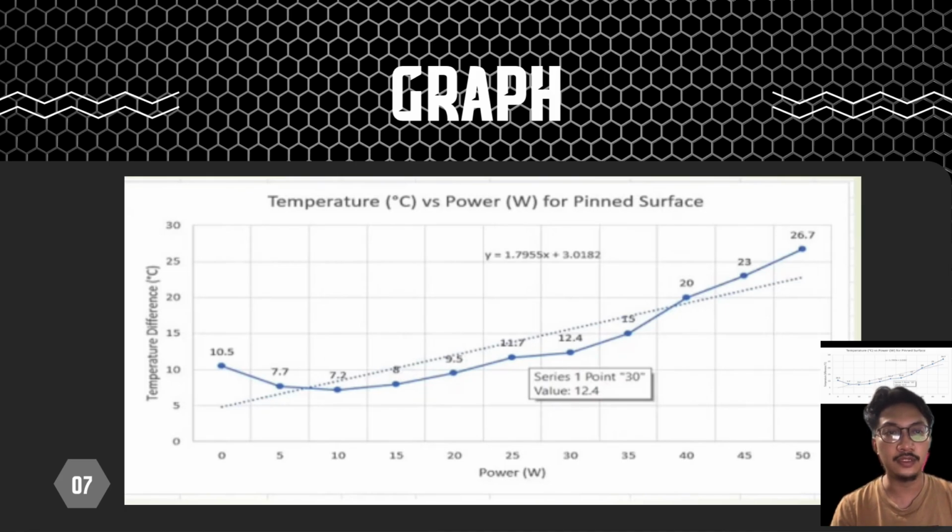The trend line with the equation y equals 1.76955x plus 3.0182 suggests a relatively linear relationship between power and temperature difference for this pin surface. For example, at 30 watts, the temperature difference is 12.4 Celsius and it reaches 26.7 Celsius at 50 watts.